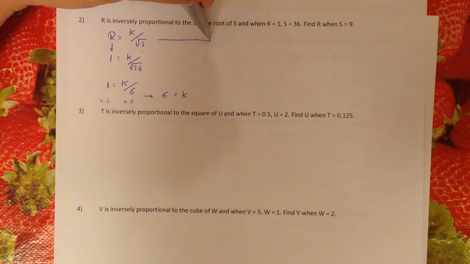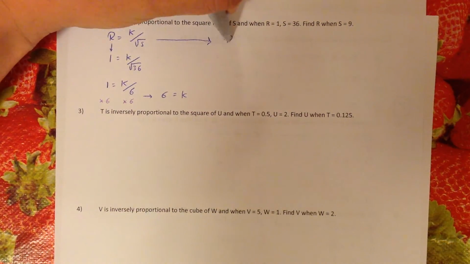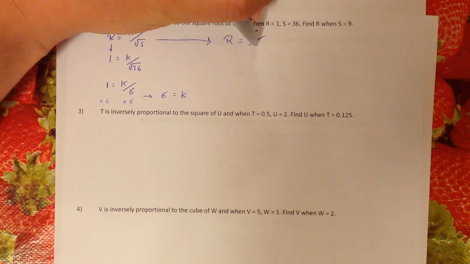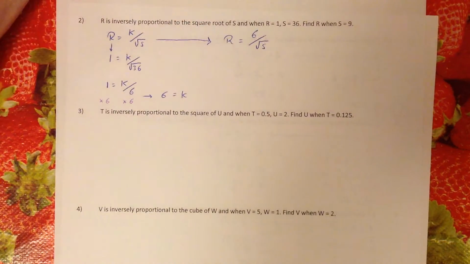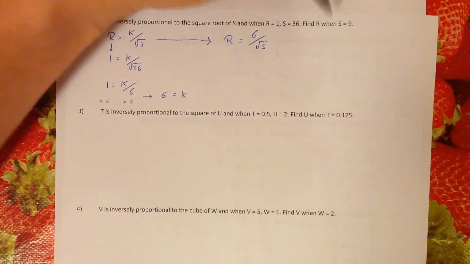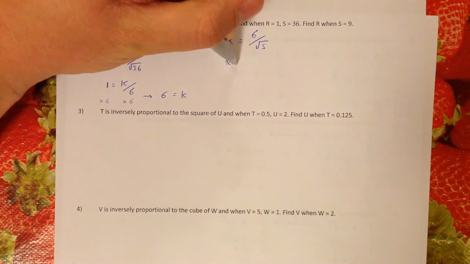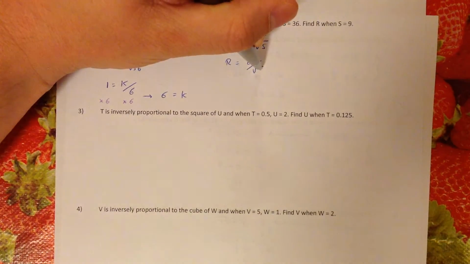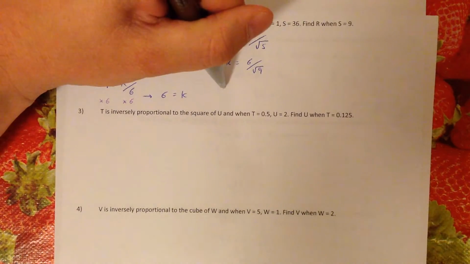So back up to the rule, rewrite it: first variable equals constant, which is now 6, divided by second variable, because it's inverse proportion. Find R. I don't know what R is when S is 9, so 9 goes into the place of where S is, so it's a substitution in there. Let's see if we can solve this now.